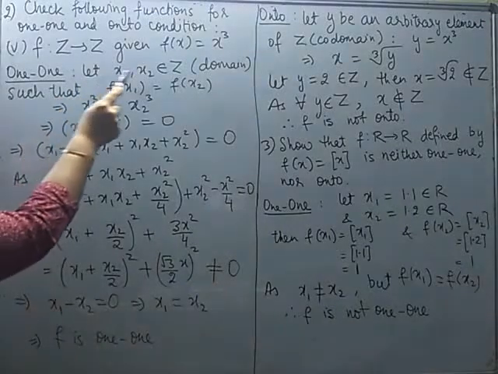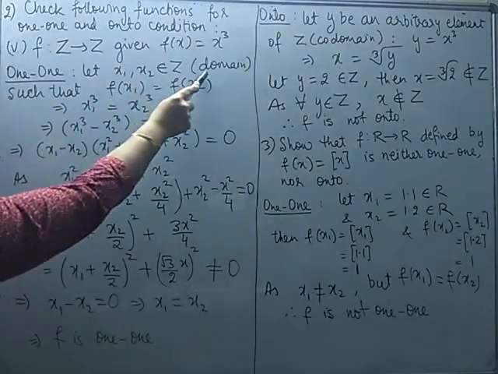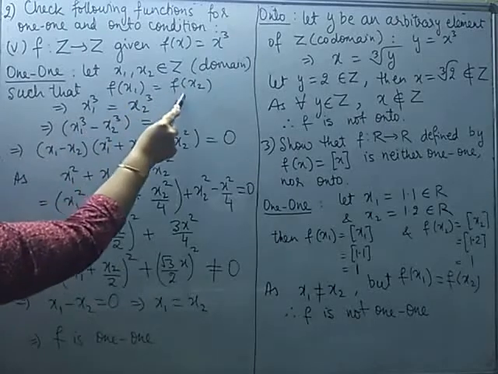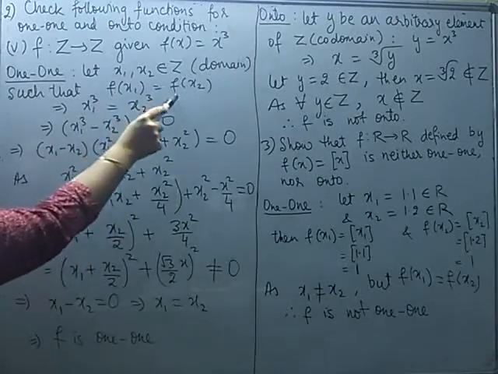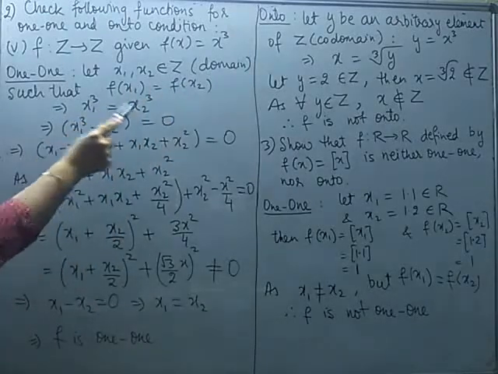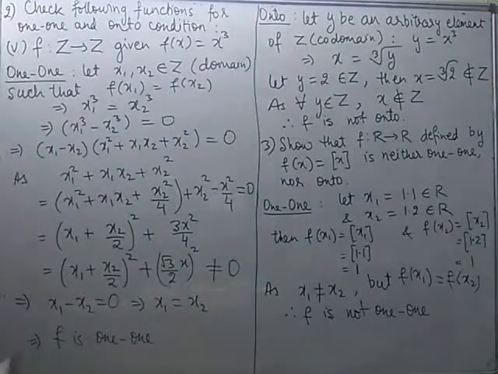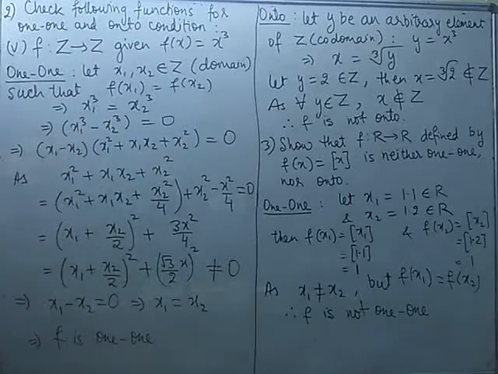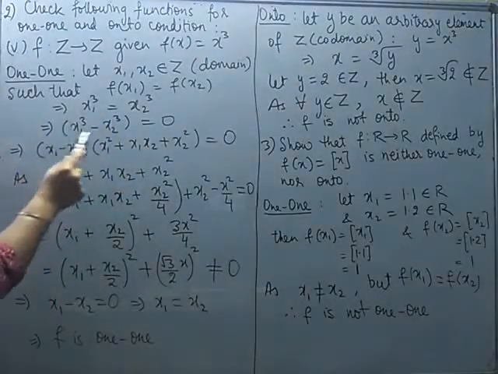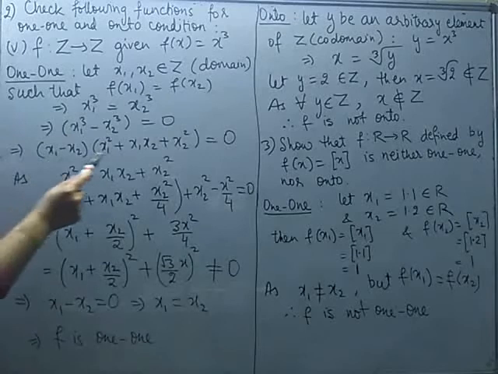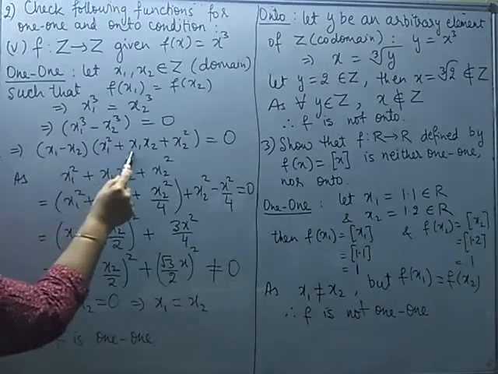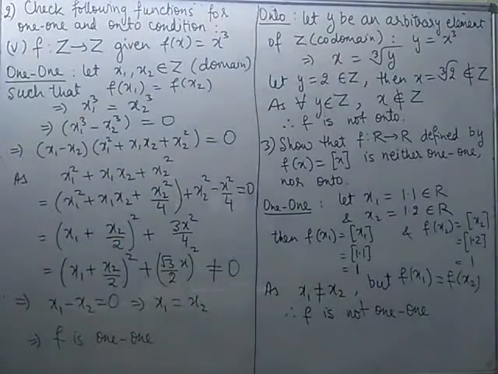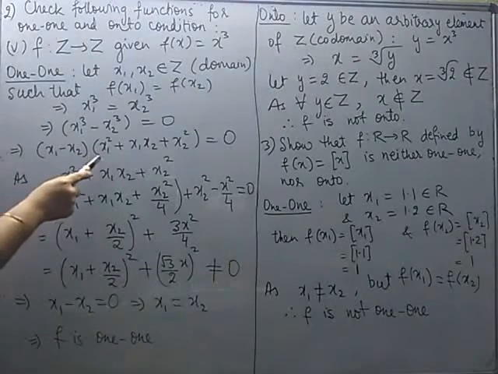Taking two integers x1 and x2 from the domain with the same images. When I say their images are the same, that means cube of x1 is equal to cube of x2, or we can say cube of x1 minus cube of x2 is equal to 0. If we factorize it using the formula for a cube minus b cube, we get the product of these two expressions equal to 0. So we need to see whether either one of them can be 0. We'll check this one first.